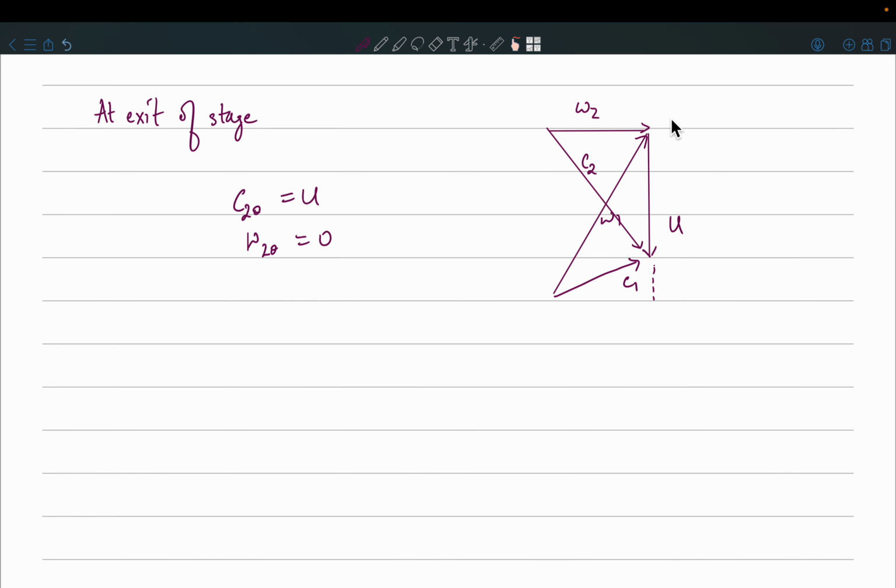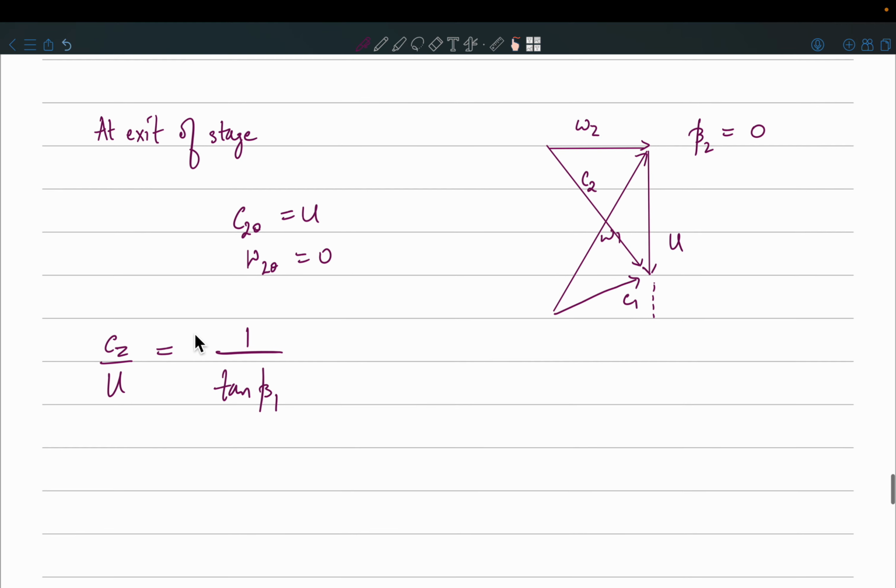So now the beta 2 angle is basically 0. We can write the flow coefficient Cz by U. If you see the formula, the moment you put beta 2 as 0, you will get that Cz by U is nothing but 1 by tan beta 1. At the mid radius, the U mean velocity is known, and Cz by U is also known, it is 0.5. So just put this value, this is 1 by 2. So what does beta 1 turn out to be? It is tan inverse of 2. So beta 1 is equal to 63.4 degrees.